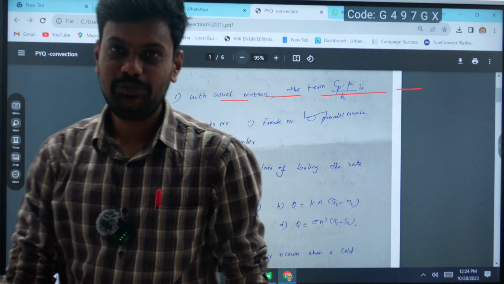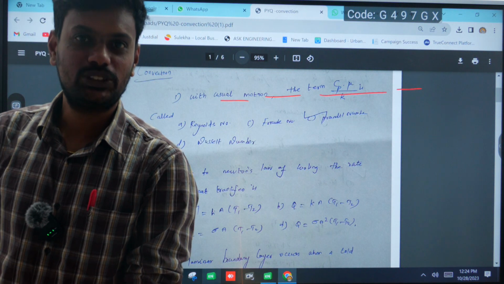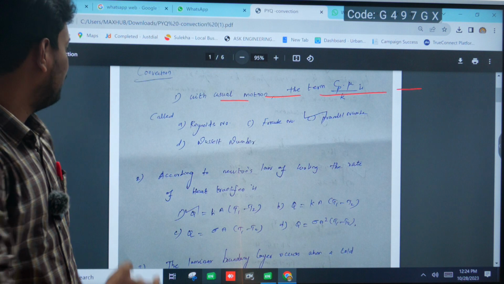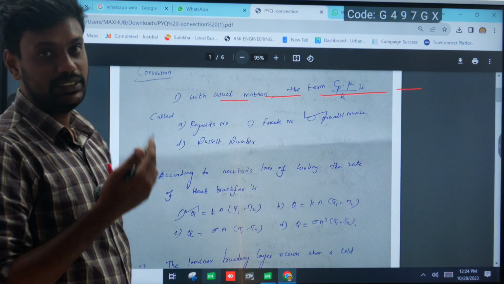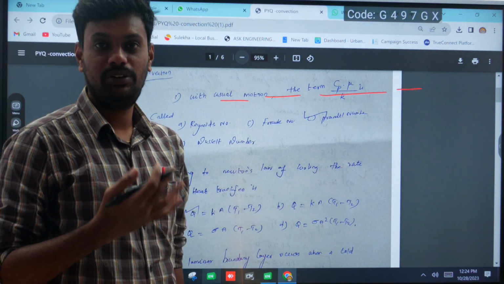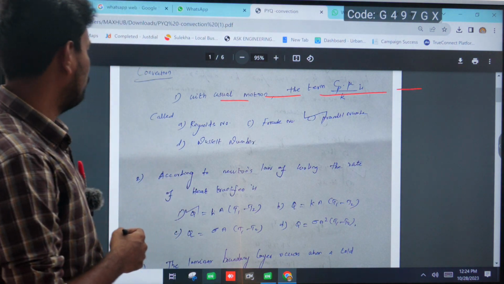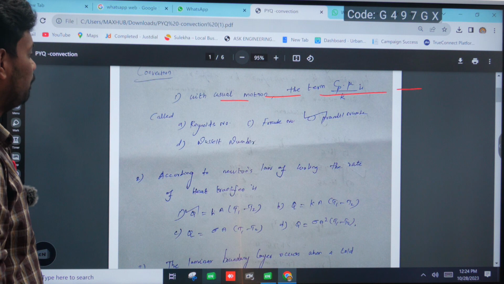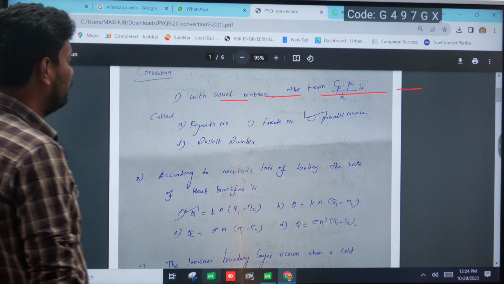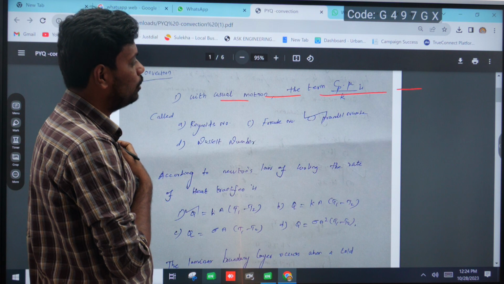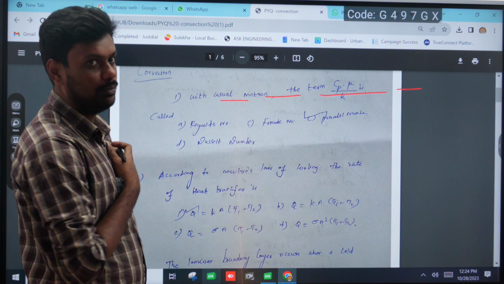Okay, so we'll see previous year questions on convection topic. In convection, I have listed out some of the questions which were asked in previous year question papers in different states for this assistant engineer post only. Now this first question based on convection, you see, I think it is visible to you, otherwise I will read it for you. With usual motion, the term Cp into mu by k is called.